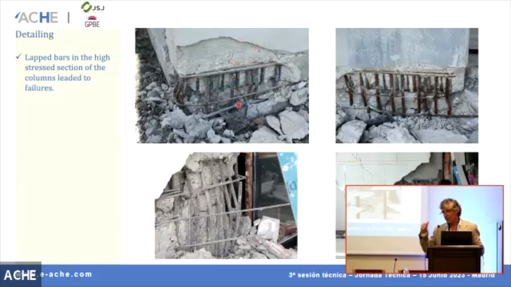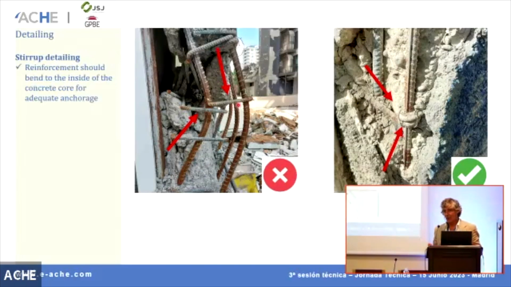That's the reason we put the lap reinforcement of the column at the middle height. And things like this, if you don't properly bend, this is what happened. The stirrup just opened, the concrete core just exploded and disappeared. In this case, where the stirrup was properly bent, the concrete core was still there.